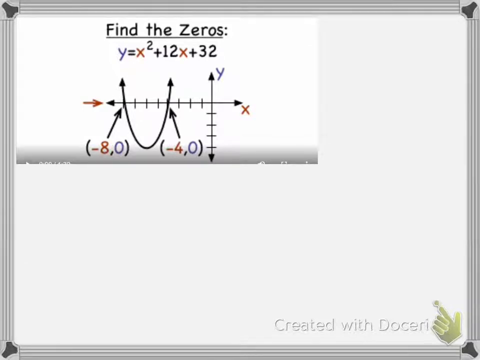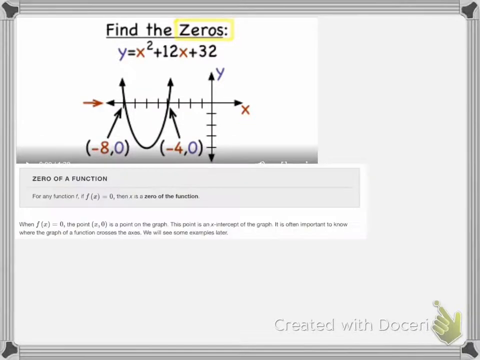Okay, so you see we have our equation, y equals x squared plus 12x plus 32, and we have the graph, and we can see that we have labeled the points (-8, 0) and (-4, 0). So in this video, I'm going to show you how we arrived at those ordered pairs. The first thing we want to do is find the zeros of the function.